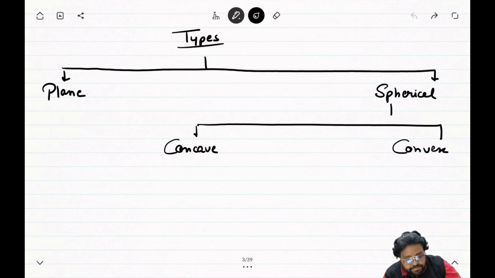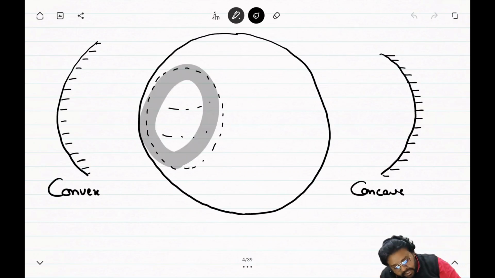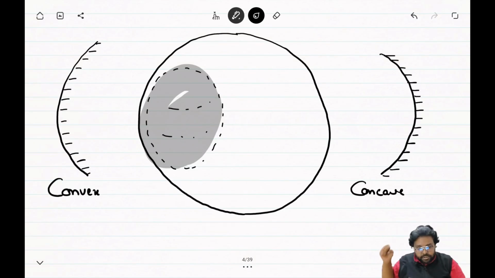Spherical mirrors are of two types, concave and convex. We are going to study about them. Now see, consider a large ball of glass, and I take out a portion of that glass.